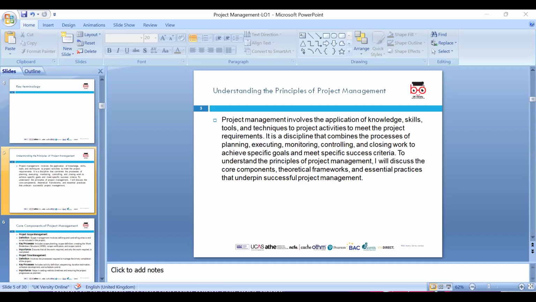Stakeholders means anyone who has any interest in the project, like the wider public, HMRC, government, and different agencies. They have an interest in the success of the project. So we need to communicate with them.